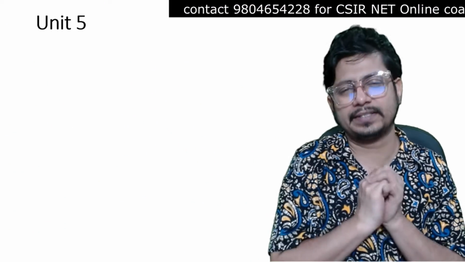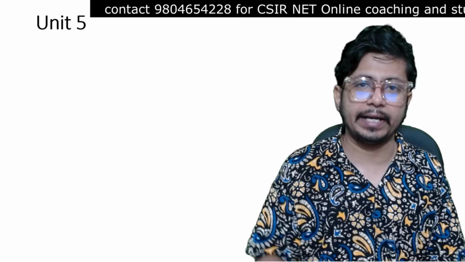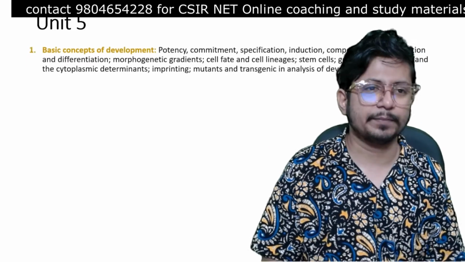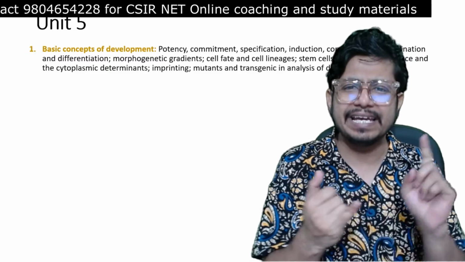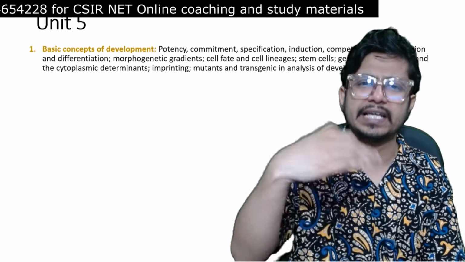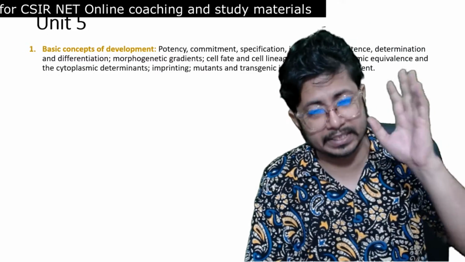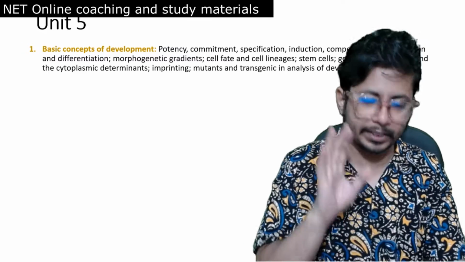Alright, so let's begin with the CSIR NET Life Science Unit 5 syllabus. The syllabus is big, so don't fear, because I kept the syllabus as it is. We have a color grading: green, most important; yellow, moderately important; and red, least important topics from this syllabus. Starting with the basic concepts of development: potency, commitment, specification, induction, competence, determination, differentiation, morphogenetic gradients, cell fates and lineages, understanding the basics of developmental biology. This part is important. They ask a significant number of questions from the basics of development, so this is of moderate importance.